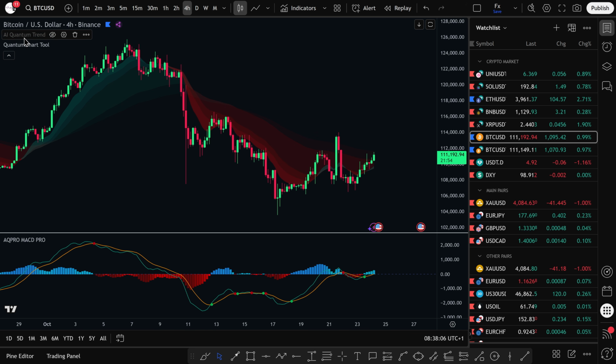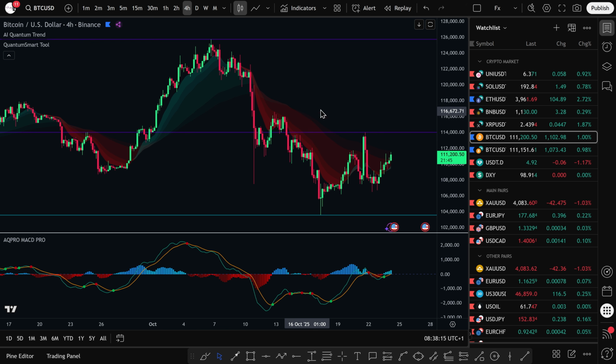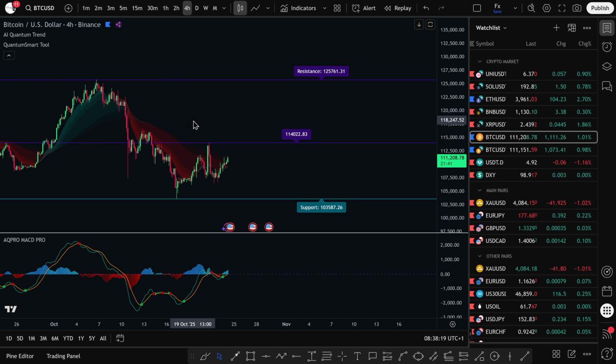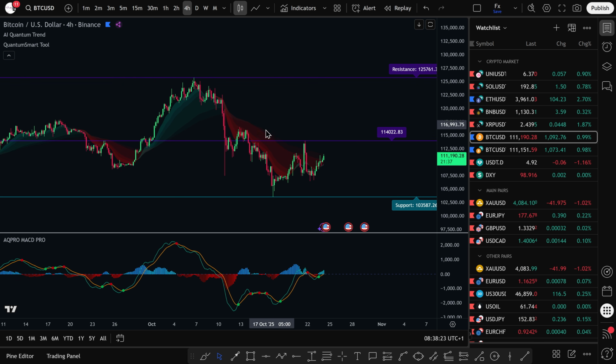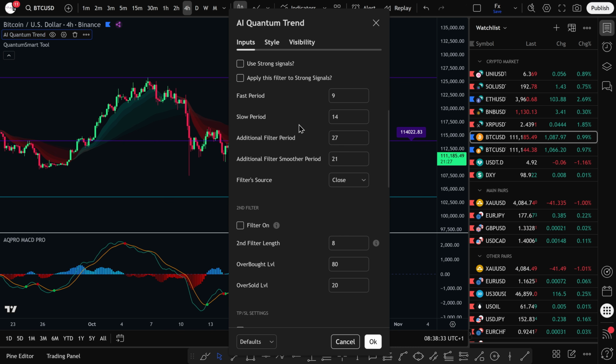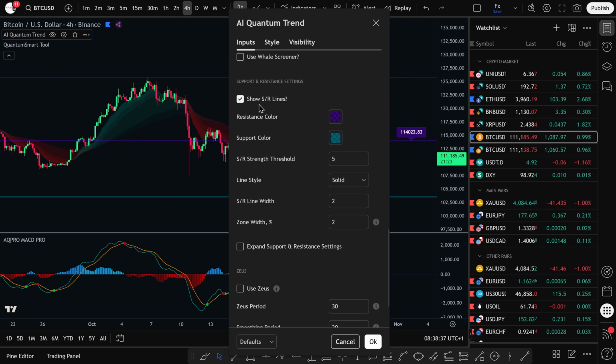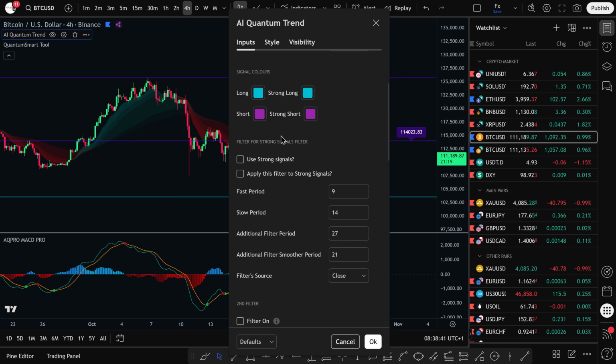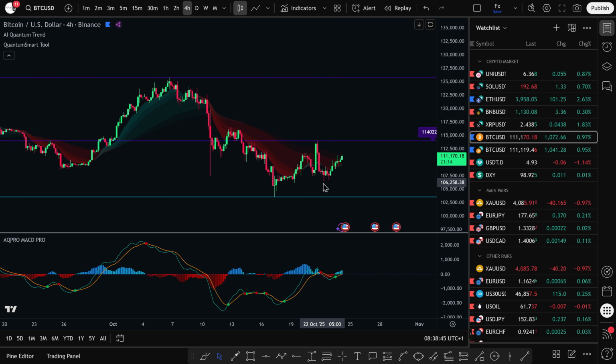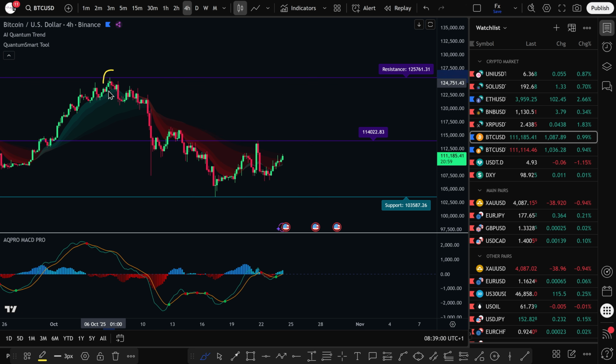Let's now add the AQ Quantum Trend indicator to our chart. Once activated, this indicator shows support and resistance lines. That's the main feature we'll be using, and in the settings, only the support and resistance line option is enabled. Every other feature is turned off. With the AQ Quantum Trend indicator now active, we can see that Bitcoin price has been respecting the resistance level over here. After that, price created a deeper pullback, establishing a strong support level around the 103,000 area.